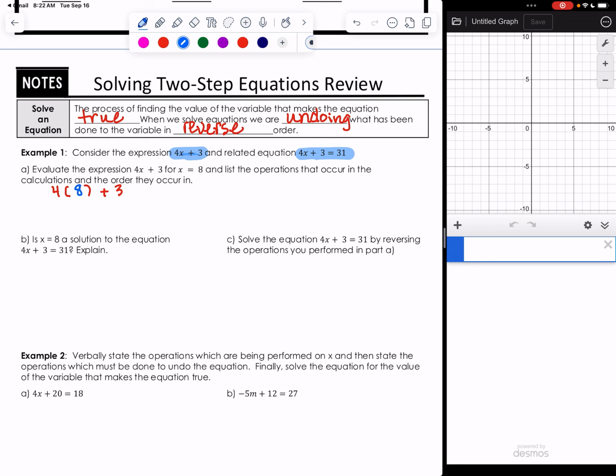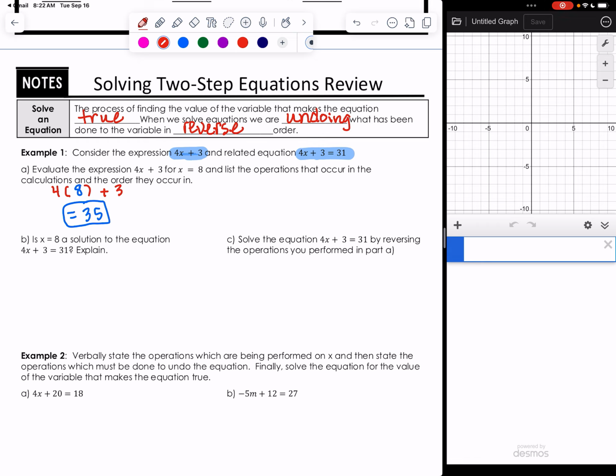All right? And then to evaluate this, we use our order of operations. So we have 4 times 8 plus 3. And in the order of operations, we multiply first and then add. So 4 times 8 would give us 32, and 32 plus 3 would give us 35. So when we evaluate the expression 4x plus 3 for x equals 8, we get 35.